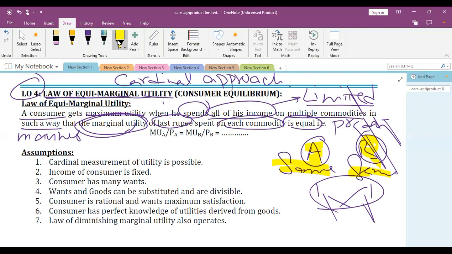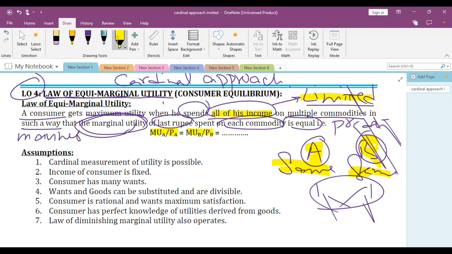We can also use a formula or an equation that can explain this better. Marginal utility of product A divided by its price is equal to the marginal utility of product B divided by its price. Means the satisfaction that product A is giving, product B is also giving the same utility, with consumption at the same limited income level.